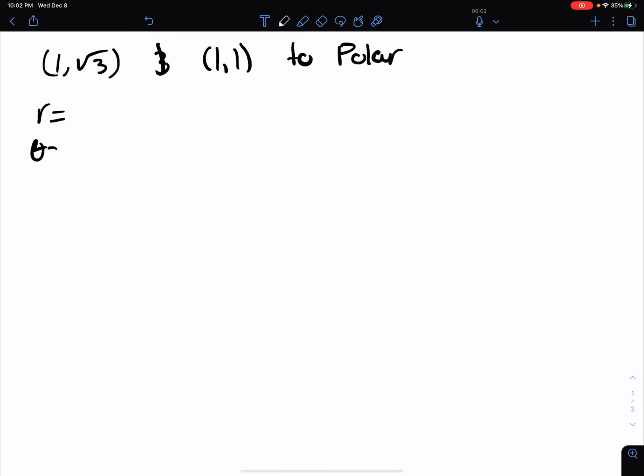Alright, and so for our last problem, it is asking us to look at converting (1, square root of 3) and (1, 1) to polar coordinates because they are rectangular right now. And the way we do that is we set r and theta. r is equal to the square root of x squared plus y squared, and theta is the tan inverse of y over x. Solving for the first one, we have the square root of 1 plus 3 squared.